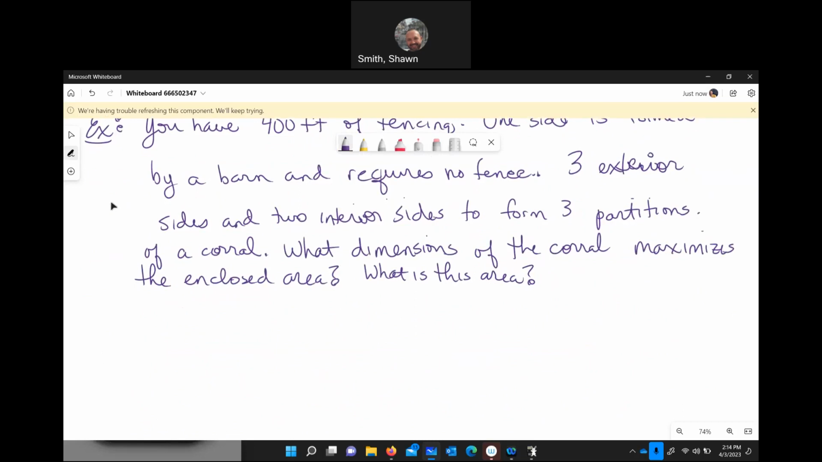It's very similar to what we just did. Now it's just more of a word problem, and the picture is slightly different, right? But it's still an area problem with lengths of fencing. So draw a picture. Got your barn, right? You have 3 sides. And then you have 2 partitions on the inside to divide it up into 3 separate corrals. You want to think of it that way.